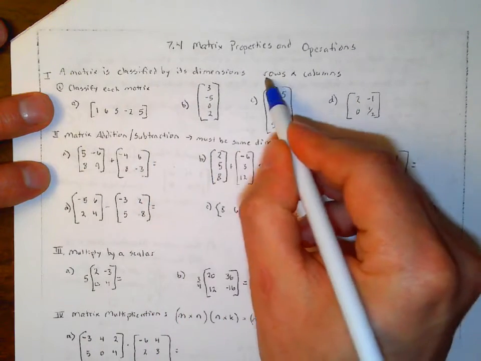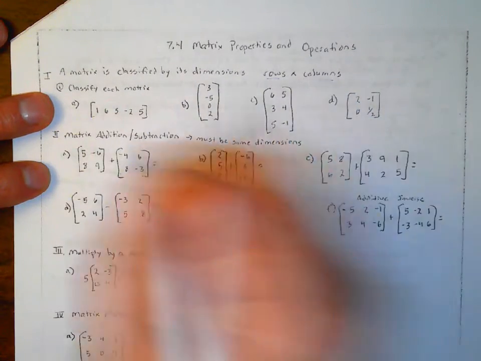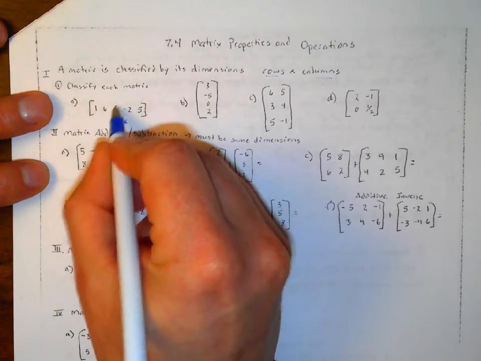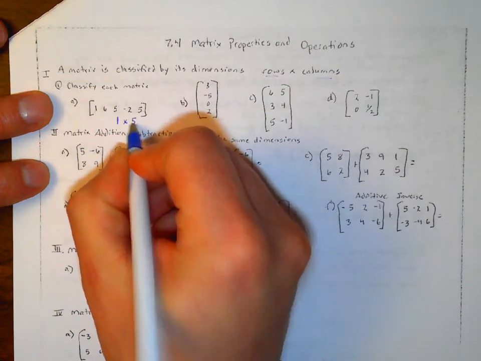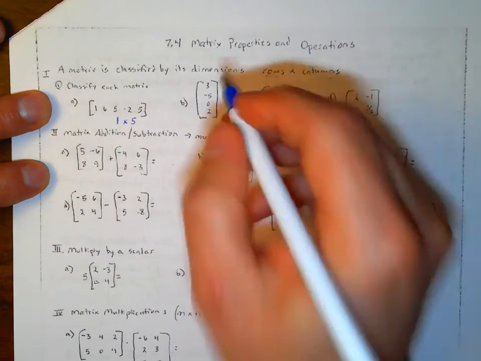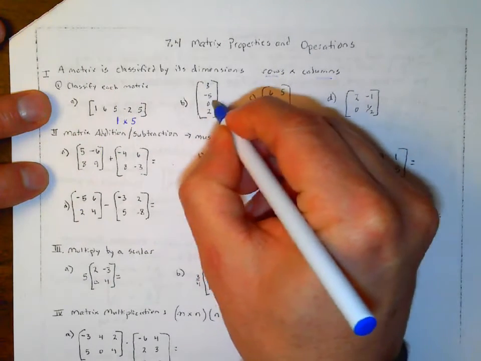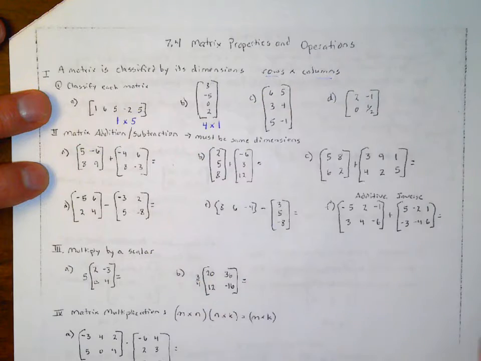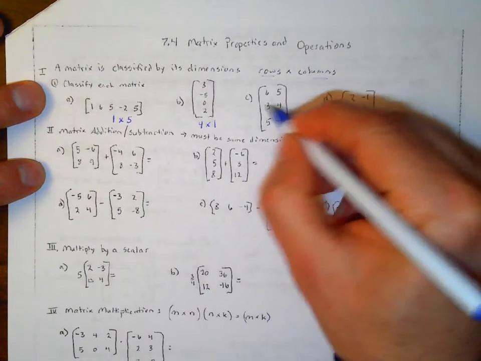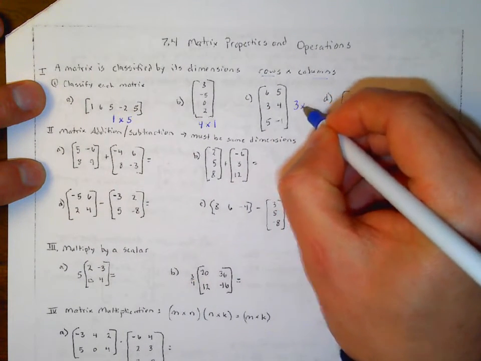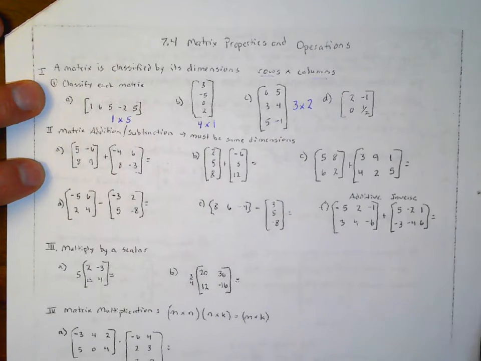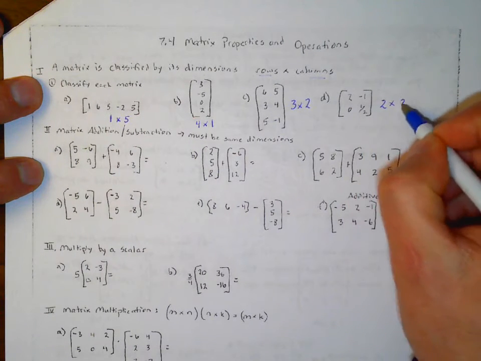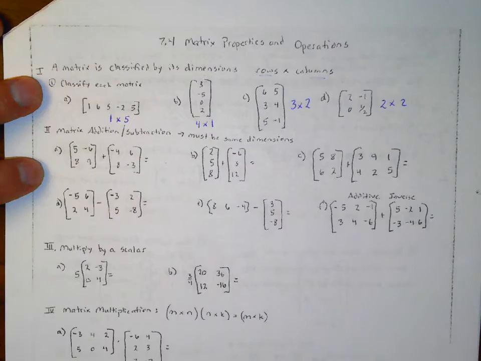Okay, we have rows by columns. So this one has one row by 1, 2, 3, 4, 5 columns. So we call that a 1 by 5 matrix. This one has 1, 2, 3, 4 rows and one column, so it's a 4 by 1 matrix. This one has 3 rows and 2 columns. This one has 2 rows and 2 columns. Okay, so that's how we classify the matrices.